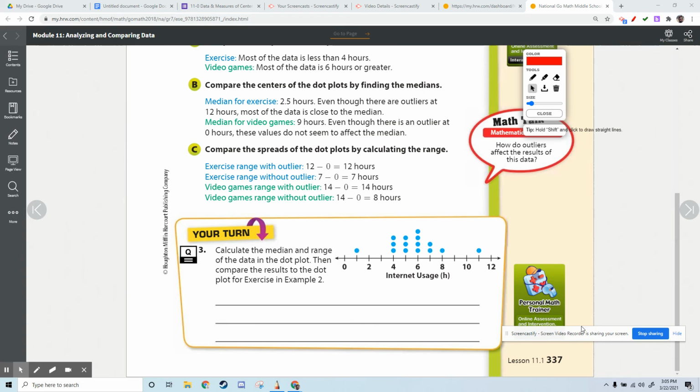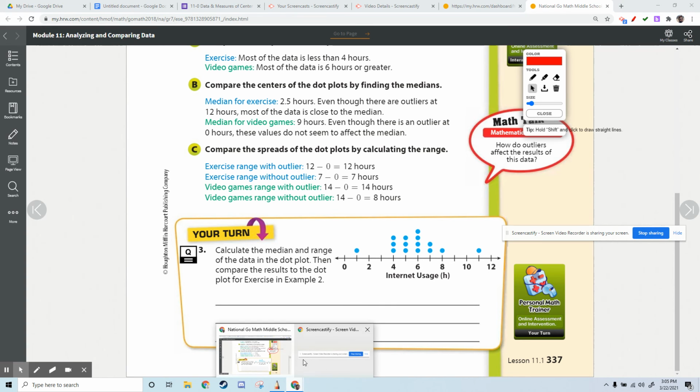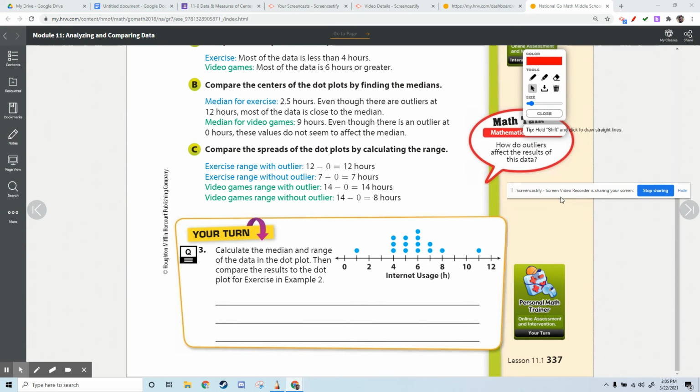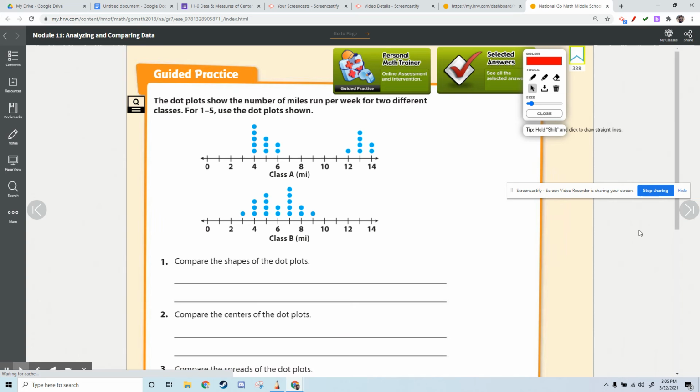Oh, I just closed my camera. All right, that's gone. Let me see if I can pull that back up. It's gone. All right, I'm gonna finish this one without my camera.